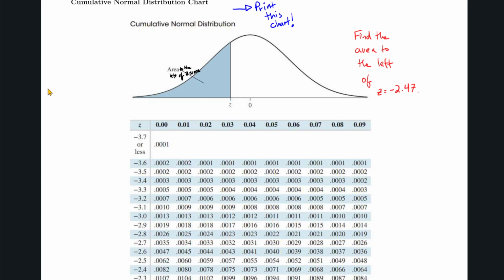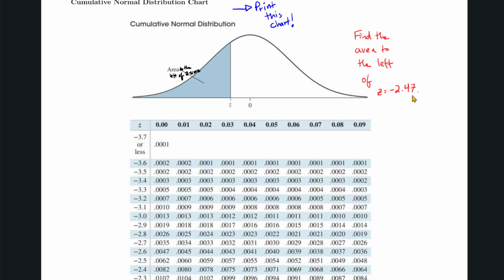So let's go through an example to talk about how we would read this chart and then make sense of what we find. So you can see up here I've written, let's find the area to the left of the z-score negative 2.47.